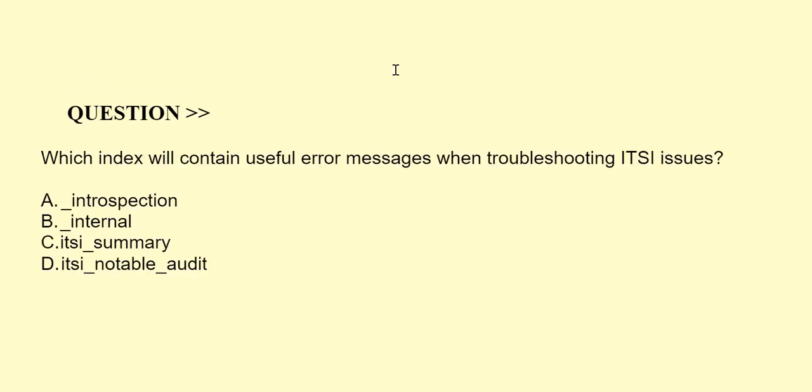Our next question is, which index will contain useful error messages when troubleshooting ITSI issues? Option A, underscore introspection. Option B, underscore internal. Option C, itsi underscore summary. Option D, itsi underscore notable underscore audit. The correct answer is option B.